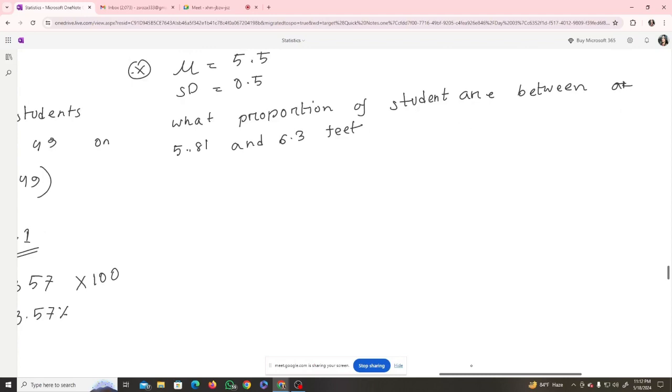For drawing the normal distribution, we should have the mean, which we already have, which is 5.5. And now the other values. One standard deviation to the right is 5.5 plus 0.5, which is 6. And the second standard deviation to the right is 6.5, and then again adding 0.5, which is 7. And in this case, this is your mean.